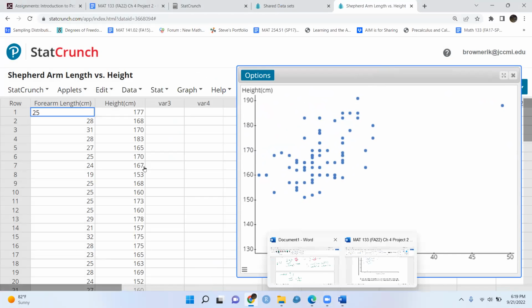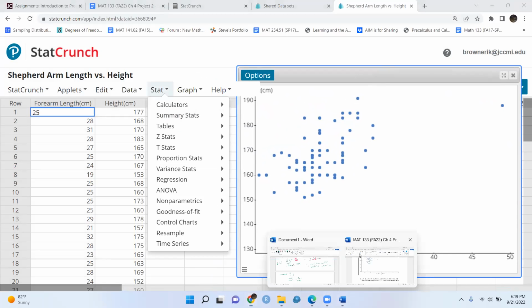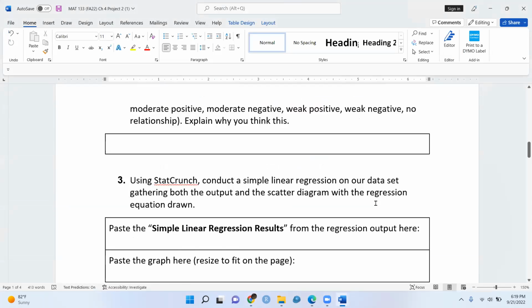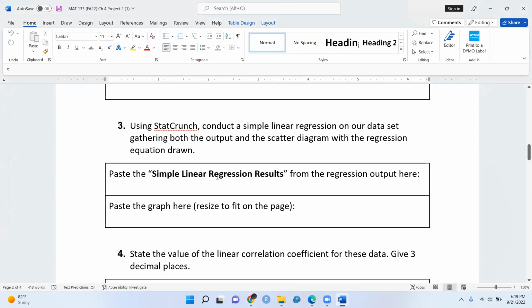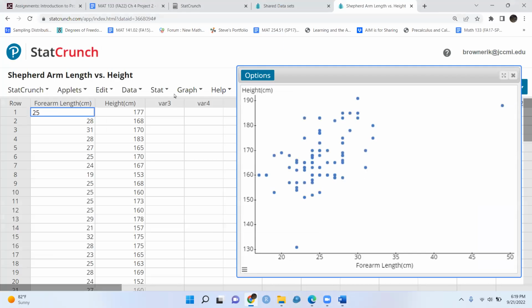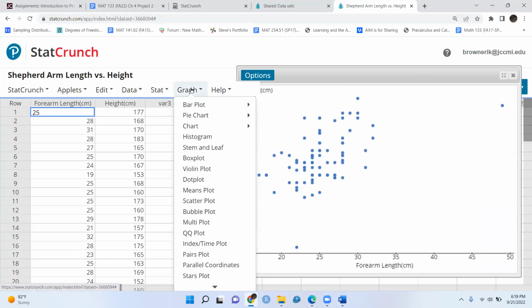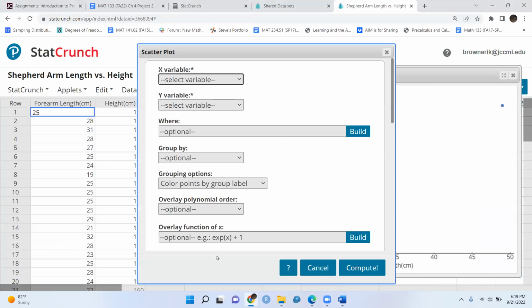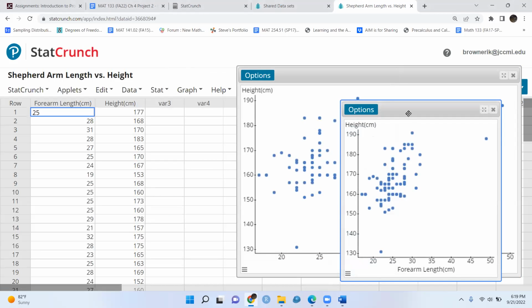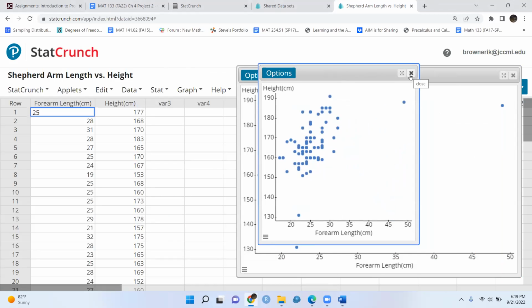I'll show you the one other output you have to create in StatCrunch. You might all already know it, but the other one is for question 3, and then you just need to interpret all the information you've gotten. And that is the simple linear regression results. So you click graph and scatter plot. And then you define which is the X variable, which is the forearm, which is the Y variable, that's the height, and then compute, and you got a graph.